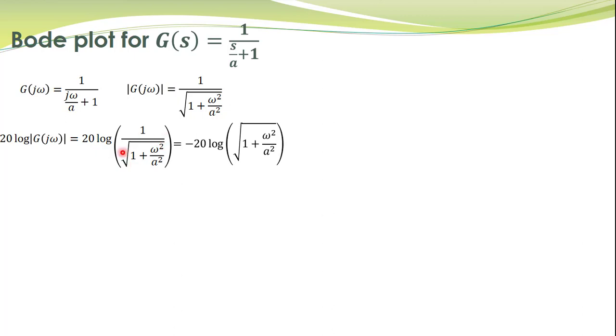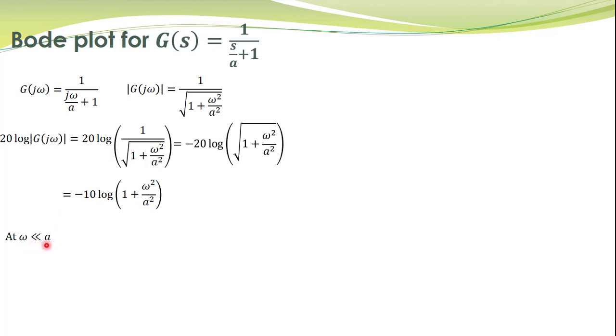We can take the inverse of this thing and multiply it by minus 20, by the rules of logarithm, which you already know. And we can take this square root outside, so we have minus 10 log of 1 plus omega square over a square. And we can first locate the corner frequency.